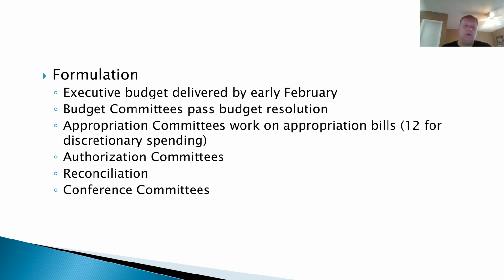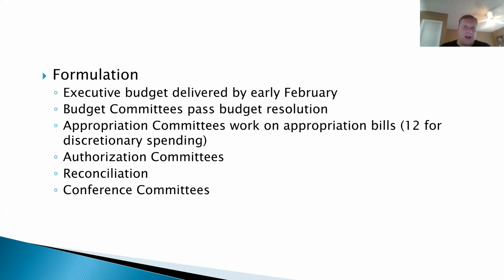So once that concurrent resolution on the budget is done by April 15th, then the focus really shifts away from the budget committees and shifts toward appropriation committees. There are two different appropriation committees. There's one appropriations committee in the House, and there is one appropriations committee in the Senate. Appropriations committees will deal with a type of spending that we call discretionary spending. And this kind of oversimplifies the budgeting process at the federal level, but essentially there are two different types of spending in the federal budget. There's discretionary spending and there's mandatory spending.